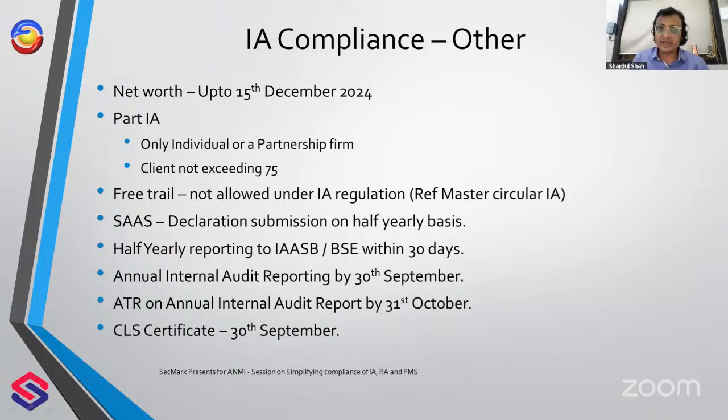Free trial is permitted, as we said. Free trial is not permitted under IA regulation; however, it is permitted under research regulation. A declaration needs to be submitted to the authority on a half-yearly basis for the SaaS services obtained by the IA. An annual internal audit needs to be reported to the authority by 30th of September. An ATR needs to be submitted by 31st October. And one more certification is client level segregation, which needs to be submitted to the authority by 30th of September.